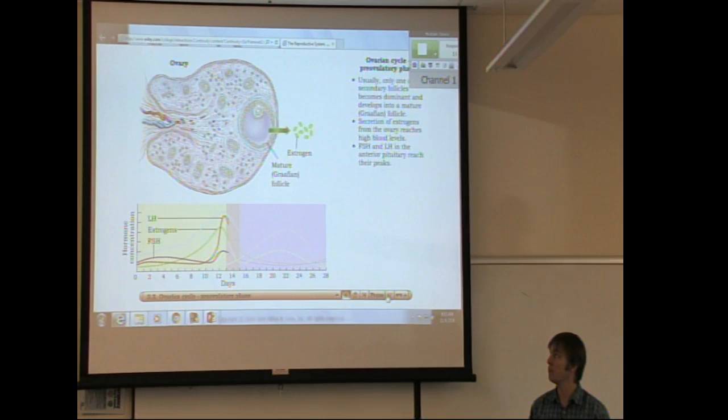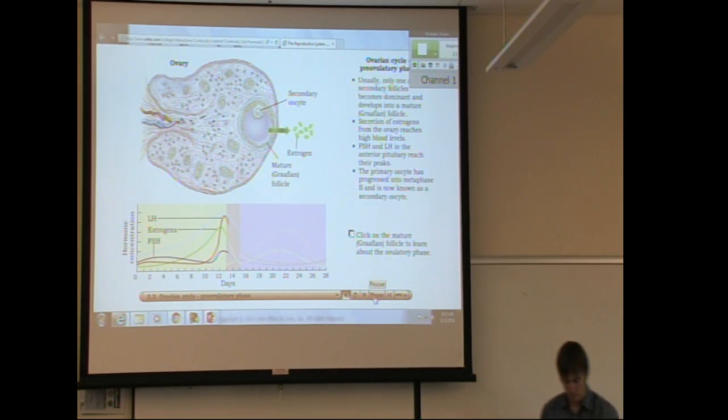Luteinizing and follicle-stimulating hormones reach their peak. The primary oocyte has progressed through meiosis I and has begun meiosis II, stopping at metaphase II. It is now known as a secondary oocyte. So I'd say there's just 2, maybe 3 important things for that one. Probably, secondary follicle develops into mature follicle. Oocyte goes through meiosis.